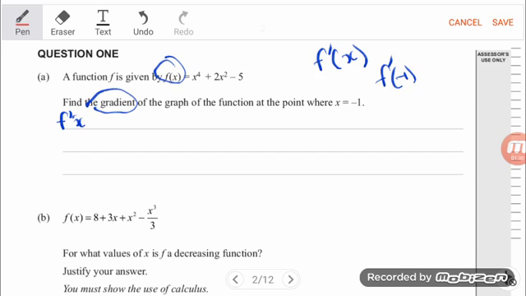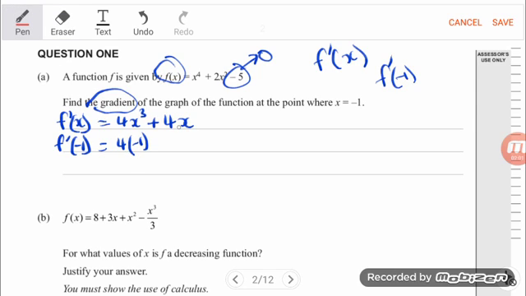So f dashed of x is equal to 4x to the power of 3 plus 4x. And this just goes to nothing. Okay? So, replace all the x's by -1. So -1 to the power of 3 plus 4 times -1.